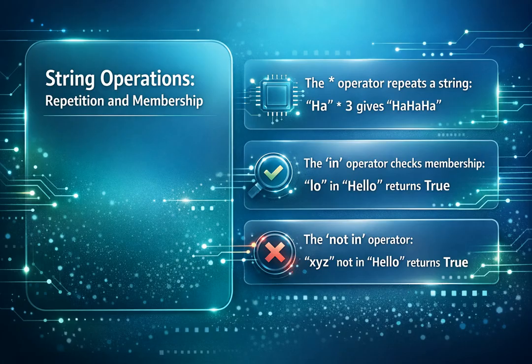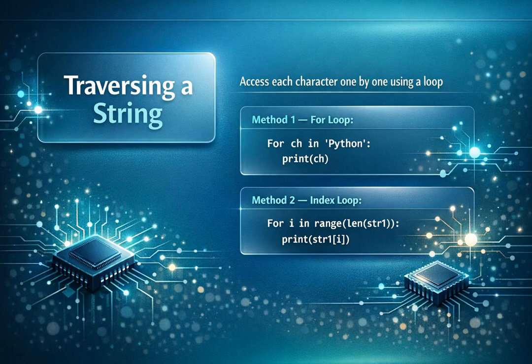The in operator checks if one string is a substring of another. The string "ell" in "hello" returns True. The not in operator does the opposite check. To traverse a string means to process each character one at a time. The simplest way is a for loop. For ch in the string "Python", the loop variable ch takes the value P, then y, then t, and so on, on each iteration. You can also use range and len to traverse by index.